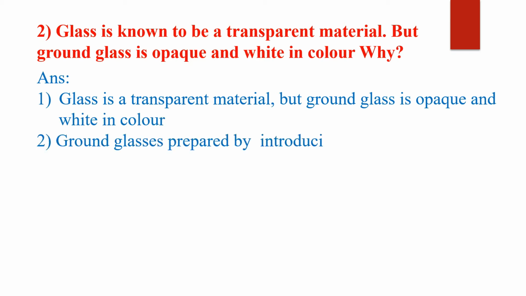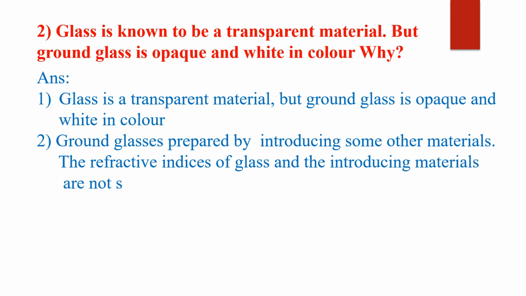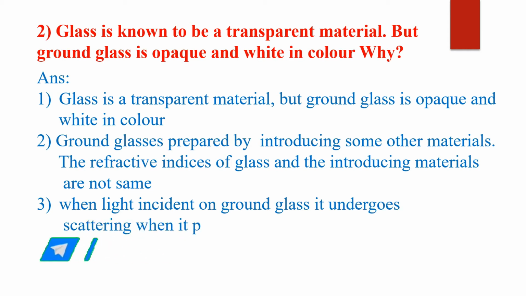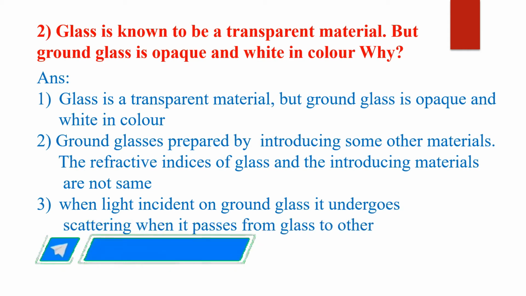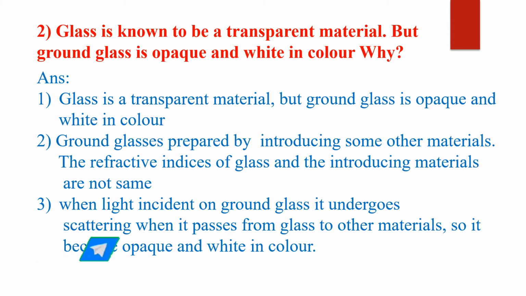Ground glass is prepared by introducing some other materials. So the refractive indices of glass and the introduced materials are not the same. So that's why when light is incident on ground glass, it undergoes scattering when it passes from glass to other materials. So it becomes opaque and white in color.